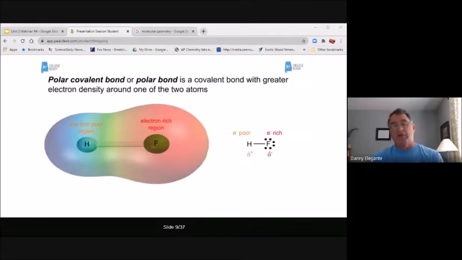We can also have nonpolar covalent bonds and polar covalent bonds. This is fairly straightforward.